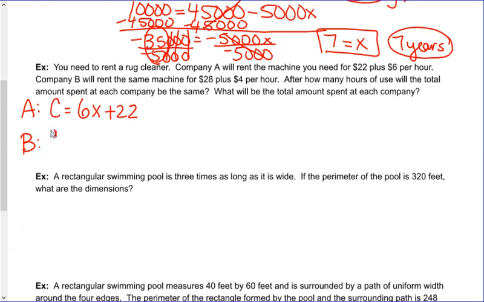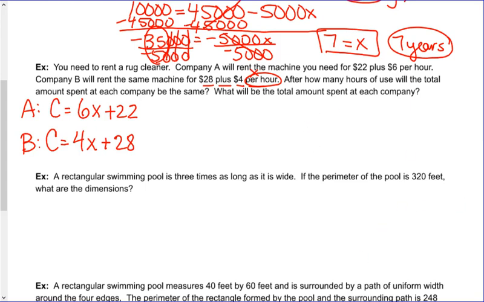For company B, the cost that you would incur there is 28 plus $4 per hour. So that's what's changing. That's where I need to multiply by the x. If I rent it for 4 hours, I'm going to times it by 4 and add the 28. So replace that changing number that you make up with the x value and then add that fixed cost. So here's my two formulas that I can use for anything.